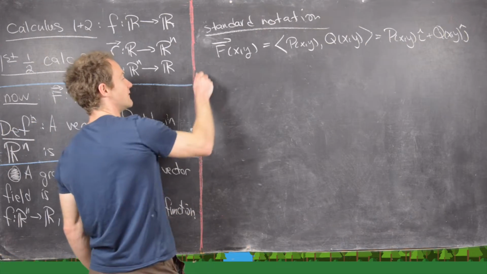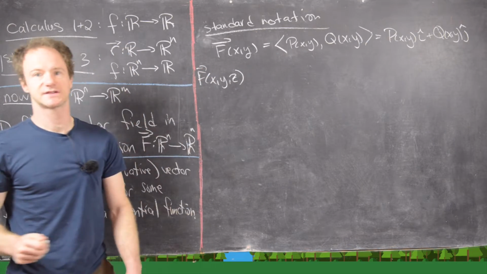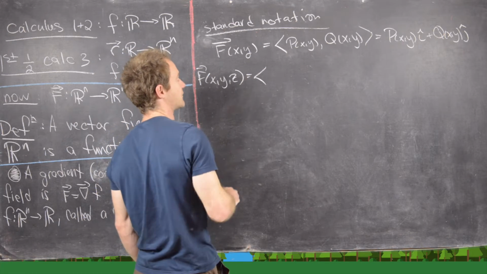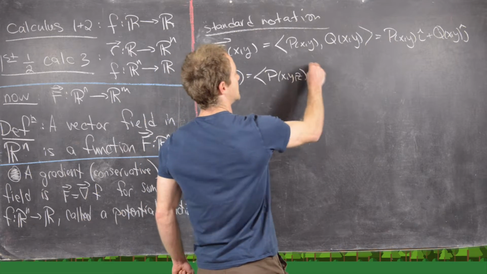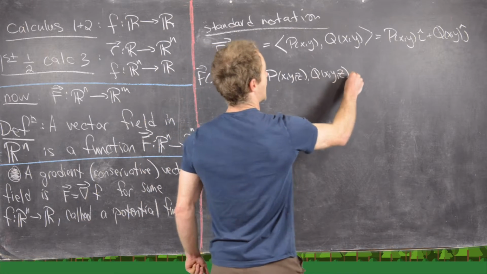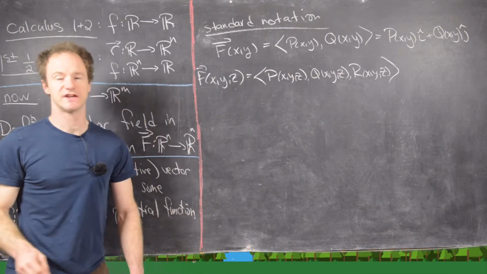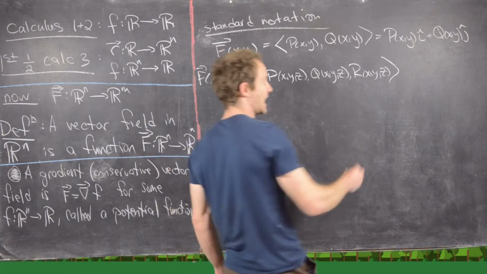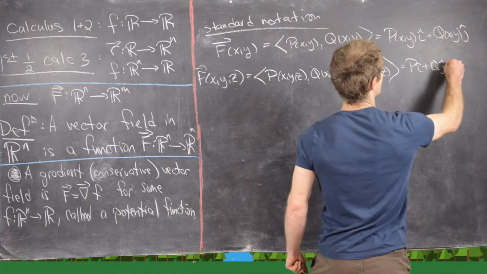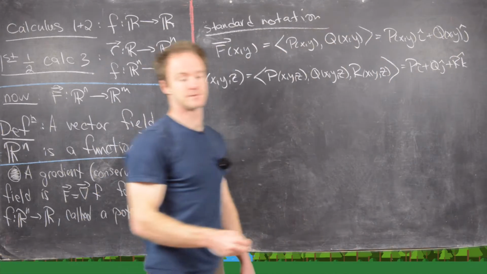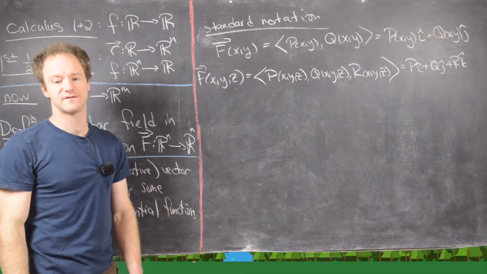And then, if you have a vector field in R3, that means you need three inputs, x, y, and z, and that means you'll also have three outputs, and we'll call those P of xyz, Q of xyz, and R of xyz. So that's the standard notation for a vector field in R3, and usually we'll write P in the i direction, Q in the j direction, and R in the k direction. Something like that.